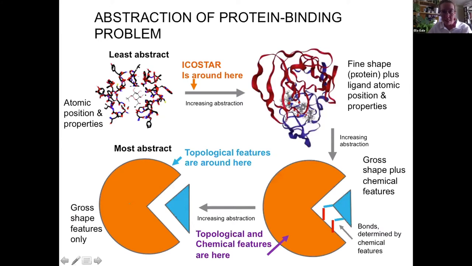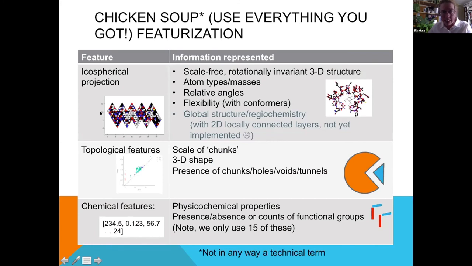Going back to this picture again, ICOSTAR is around here. It's slightly more abstract than putting in all of the points. And the topological features are here. So we've got both the least and most abstract representation. These are complementary. The icospherical projection method from ICOSTAR is scale free. It's a rotationally invariant 3D structure. It includes the atom masses, which tells the program about the types. It includes relative angles and things like that. With the conformers, it includes flexibility.